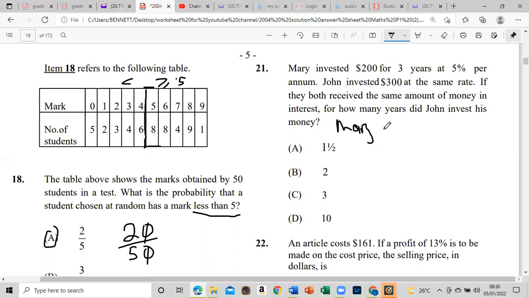something that each one of you says. 200 times the 2 times 5 upon 100. So this is what Mary is going to get. But they say that John gets the same amount. So we need to work out that. So it's 200 and then $20. So basically $20, right? But look, my comments, John.